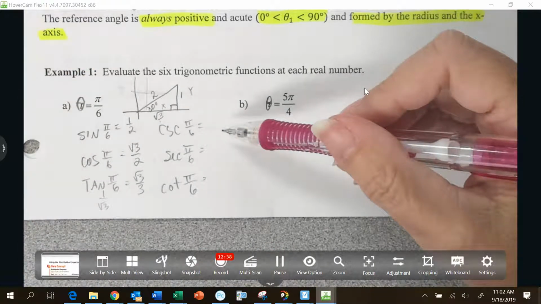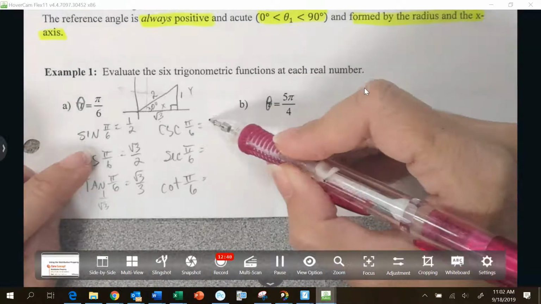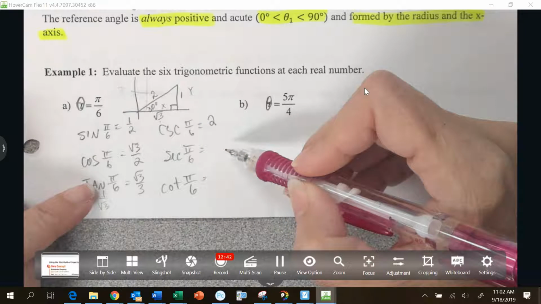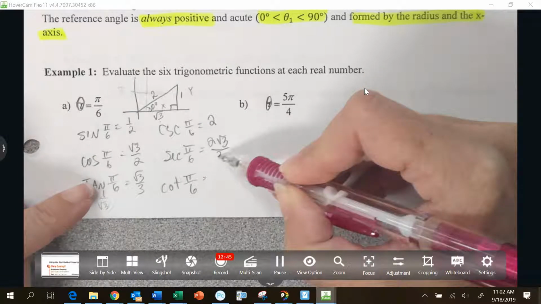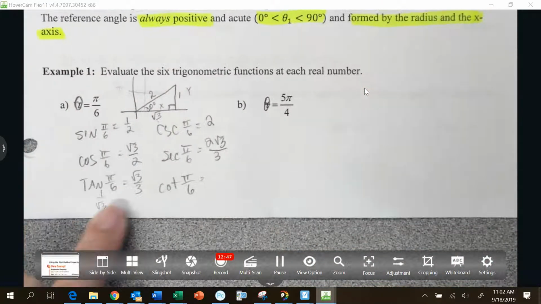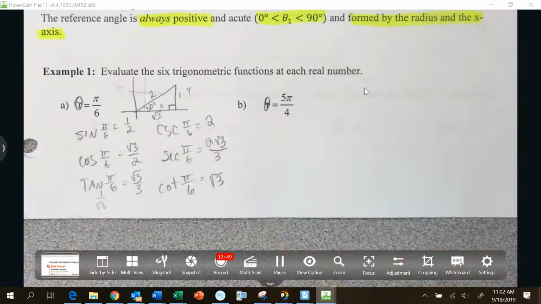Now I'm just going to flip all three of those. So the cosecant has to be 2. The secant, radical 3 over 3, I have to rationalize that one. And then the tangent is going to be radical 3 when I flip it.